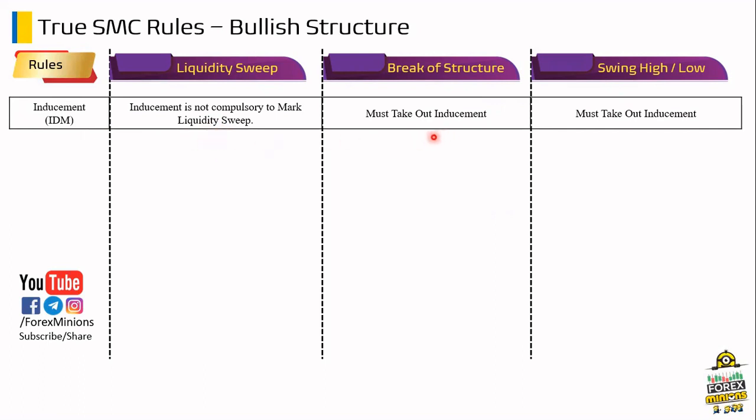Secondly, break of structure. To mark a valid break of structure, the market must take out the inducement. This is the primary and very basic rule to identify a break of structure. Third, swing highs and swing lows. For true structure mapping, we must know how to mark swing highs and swing lows. To mark valid swing highs and lows, the market must take out the inducement. Now, note that the inducement rule is the same for BOS and swing high low mapping.